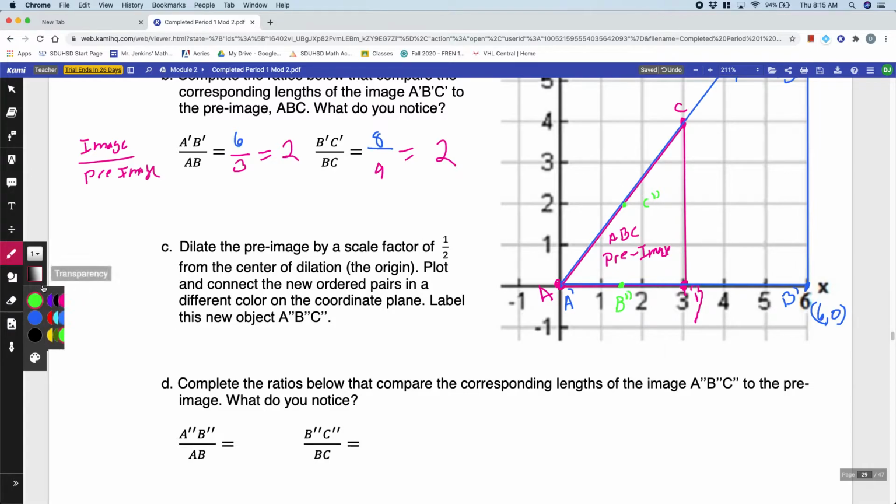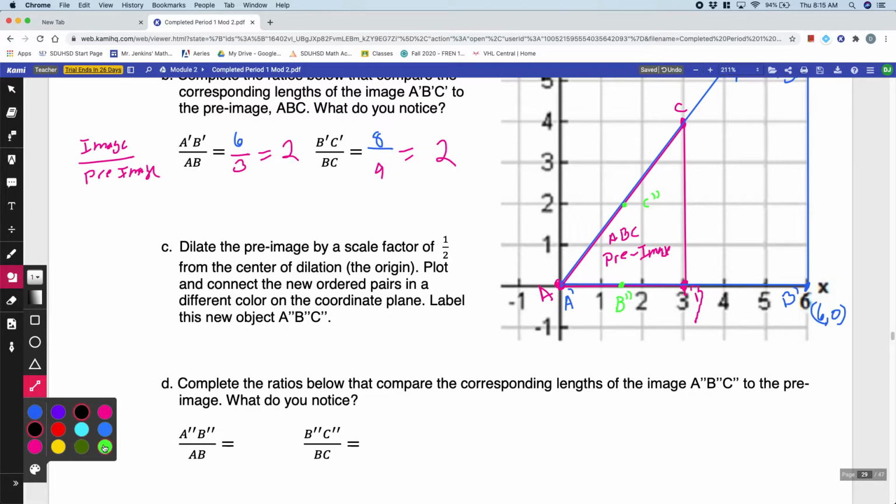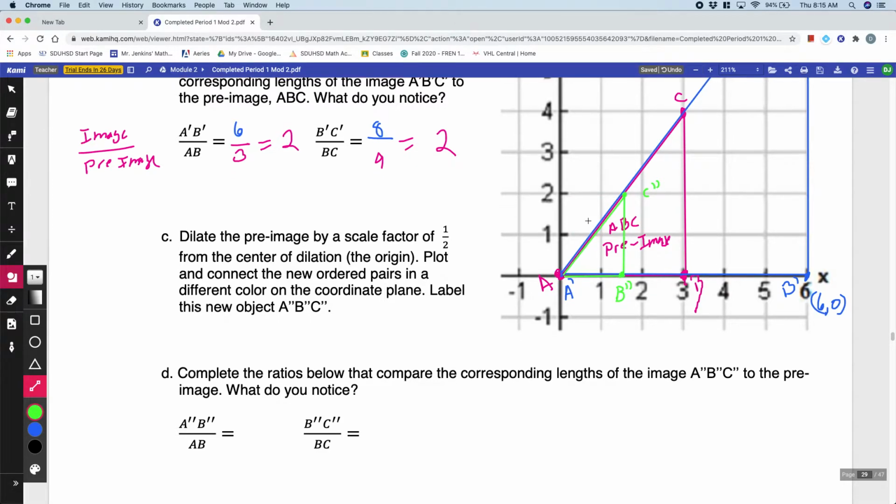Now, some students say, well, how do I know which one's prime and how do I know which one's double prime? It doesn't matter. It just goes in order. So your pre-image is always the first. Whatever you dilate it by, either making it bigger or smaller, would be your prime. And then the second one would just be double prime. So if I would have done this cutting it in half first, this would have been prime and not double prime. So it all just depends on the order. So I want you to see I shrunk it.